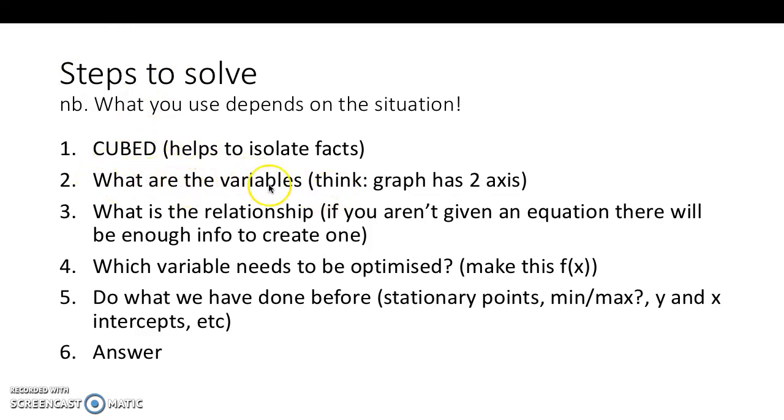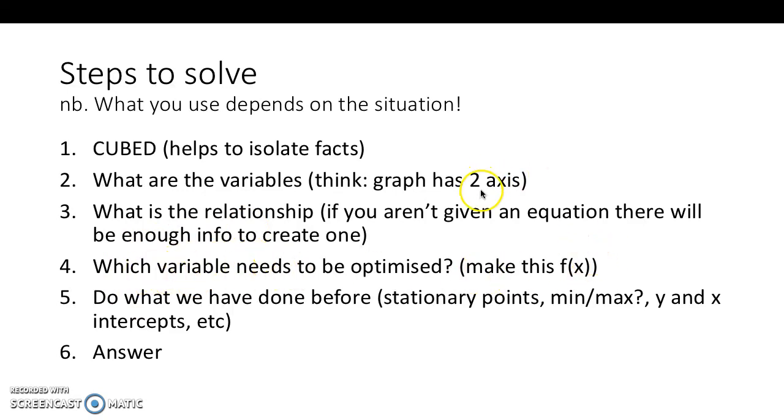We need to think about variables. We need to optimize using two different variables, or optimize one variable when thinking about the other. A lot of the times you'll be given a relationship as in the function, but if you're not, you need to come up with one. So there will always be enough information to do so.